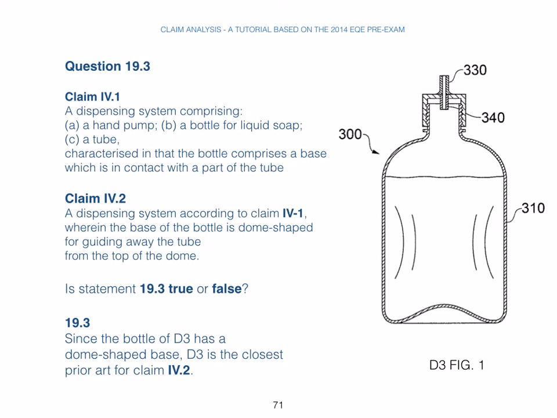This concerns also Claim 4.2. Statement 19.3 is, since the bottle of D3 has a dome-shaped base, D3 is the closest prior art for Claim 4.2. Now, D3 does indeed have a dome-shaped base, and the dome-shaped base is the characteristic feature of Claim 4.2.